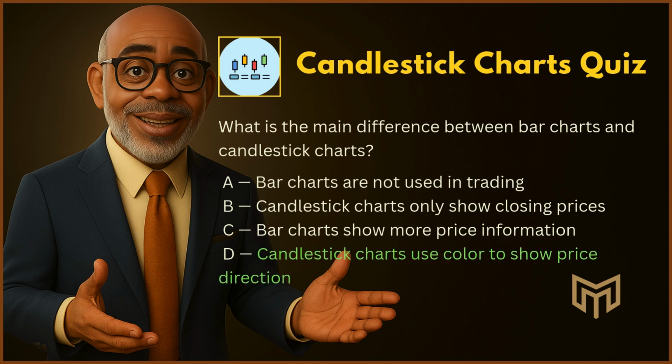The correct answer is D, candlestick charts use color to show price direction. Candlestick charts visually display bullish or bearish movement through color, making trends easier to spot.